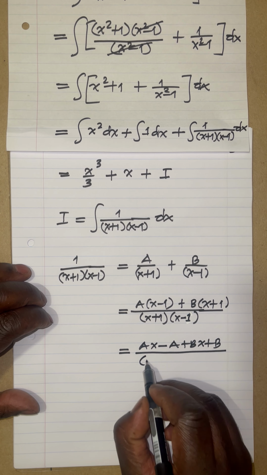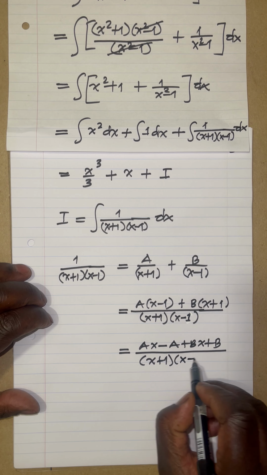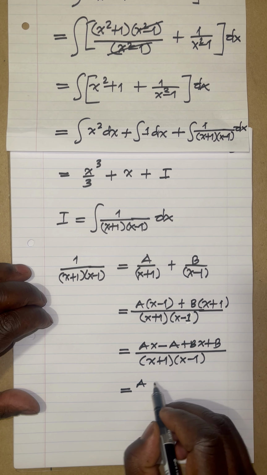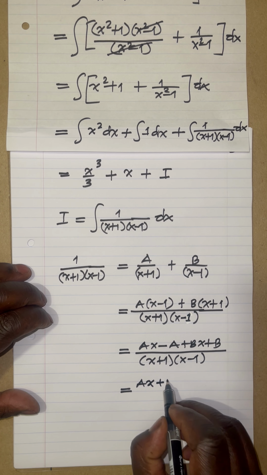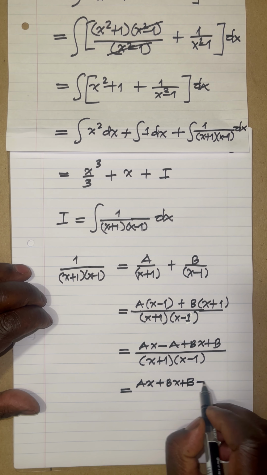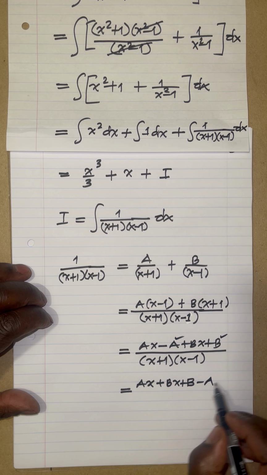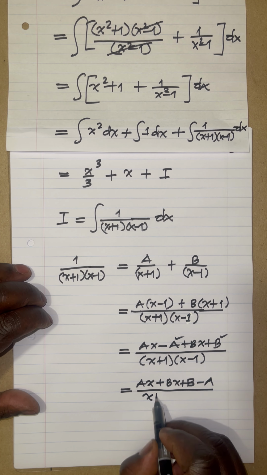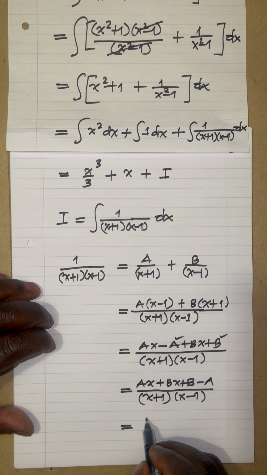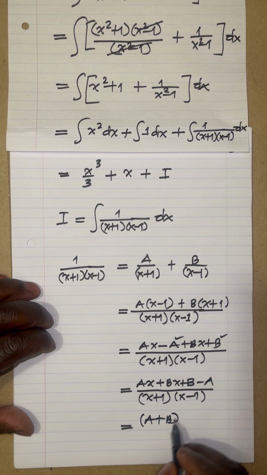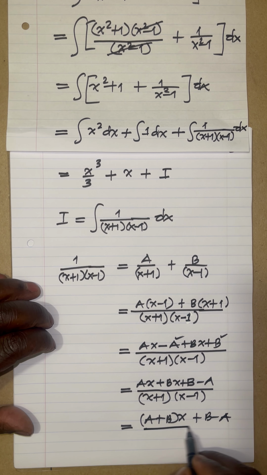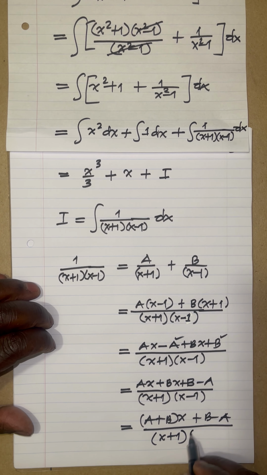Putting like terms together in the numerator, let me take it step by step. Ax plus Bx, and then plus B minus A, that part and that part coming at the end there, all over (x plus 1)(x minus 1). Factorizing, we are basically saying (A plus B) x, factorizing that part, and then plus B minus A, all over (x plus 1)(x minus 1).